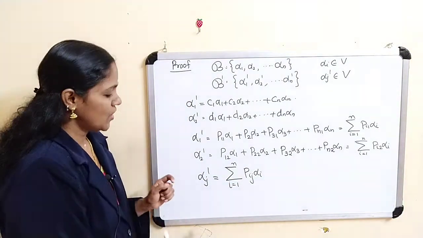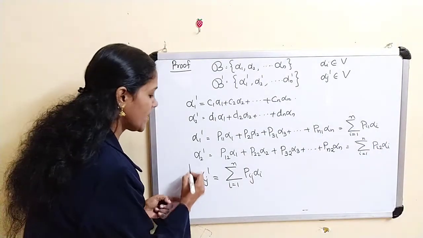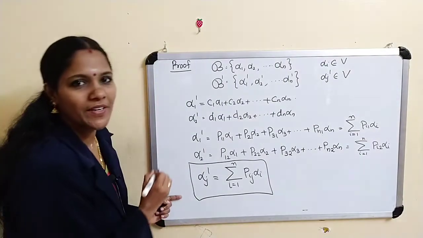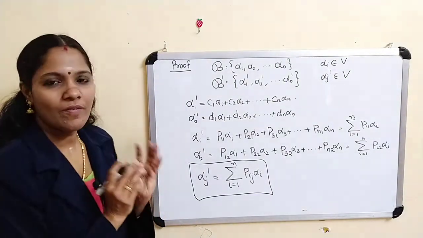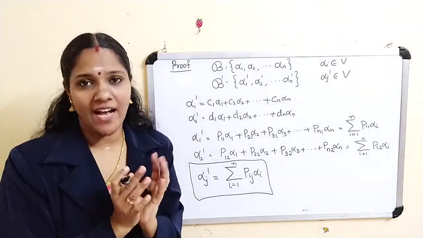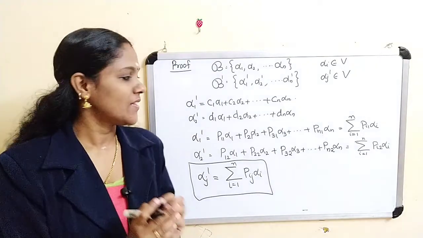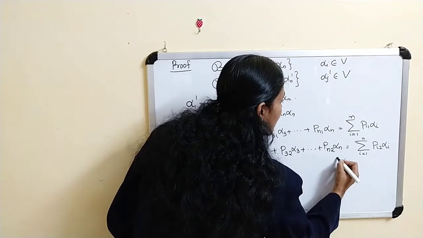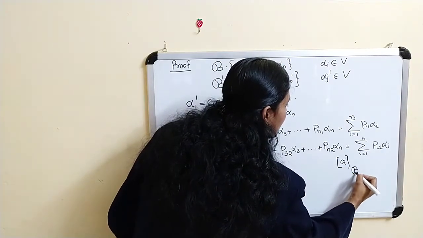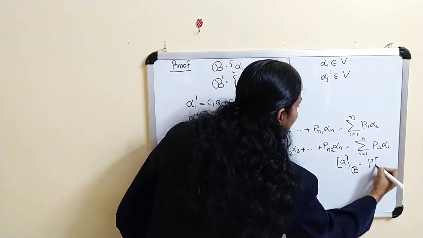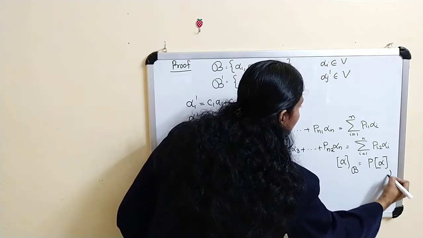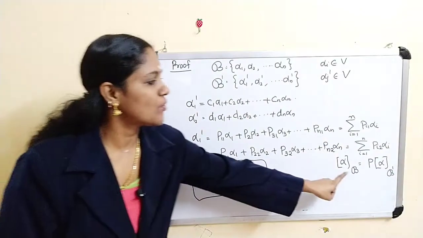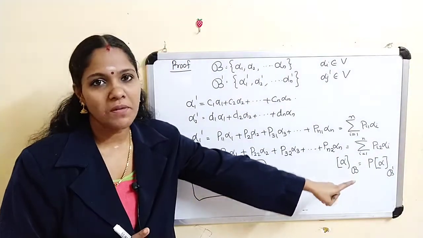Clear? Okay, so each alpha j dash you can write like this. Just recall this. Now what we have to prove? Given any alpha belongs to V, there exists an invertible matrix P such that the matrix of alpha related to the basis B equals P times the matrix of alpha related to the basis B dash. This is what we have to prove. That is, we have to prove there exists an invertible matrix.